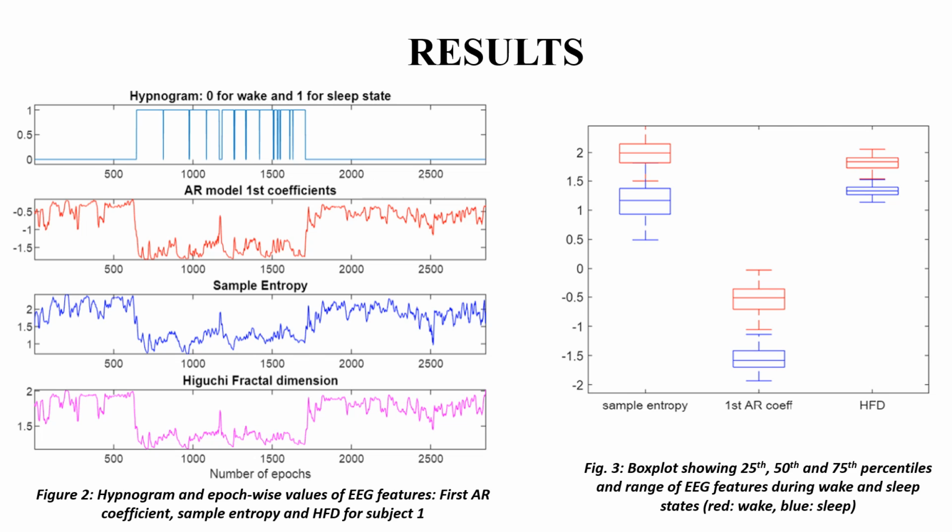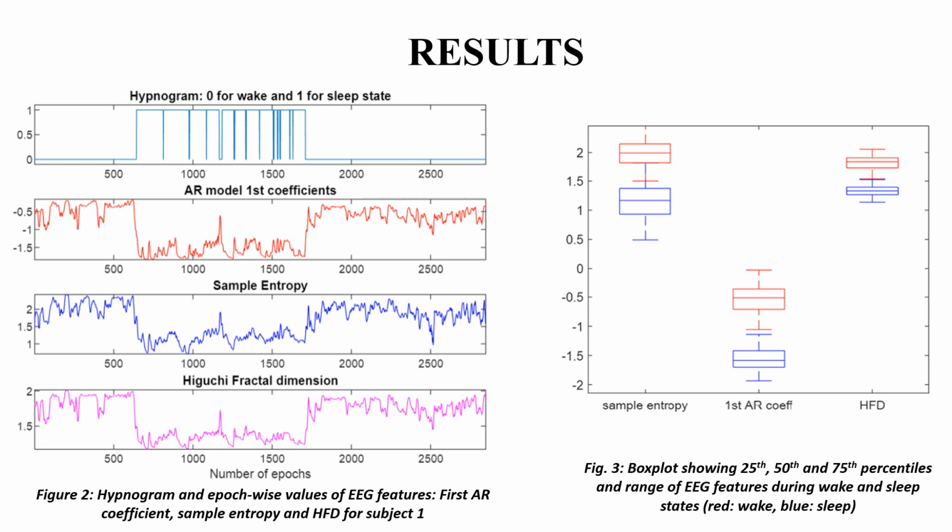We can see that all the 3 plots show similar behavior, in which the wake state shows a higher value as compared to the sleep state, which shows that in the awake brain, the dimensionality as well as the entropy is much higher. The next plot on the right hand side is a box plot that shows the 25th, 50th, that is median, and 75th percentile of the EEG features, that is sample entropy, first AR coefficient, and HFD during the wake and sleep states.